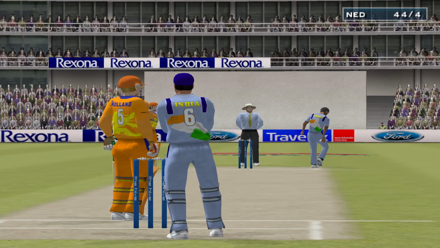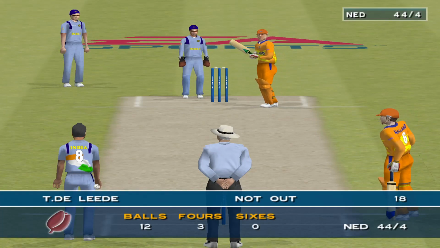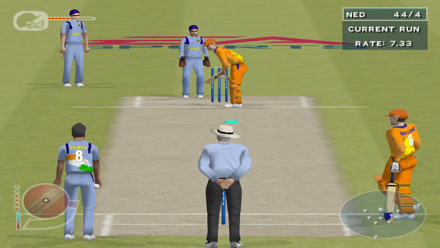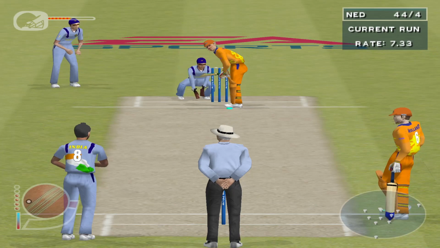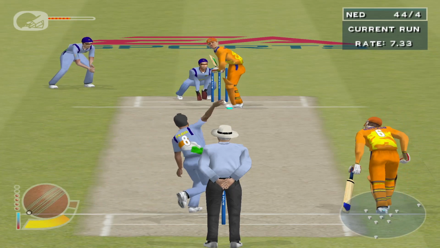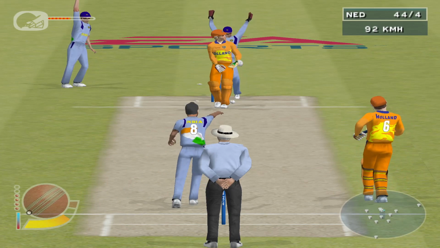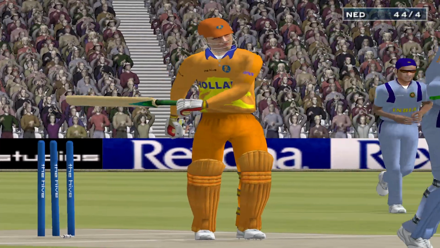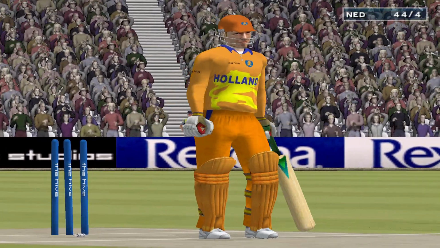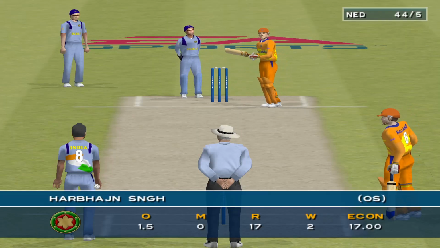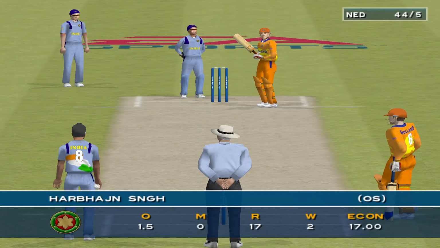They have 6 wickets in hand. Done him. You can't afford to miss the straight ones. Comprehensively bowled. Harbhajan Singh gets his second wicket. This was how the wicket fell. The lead scored 18 runs from 13 balls.